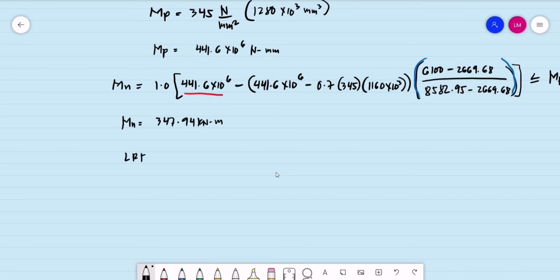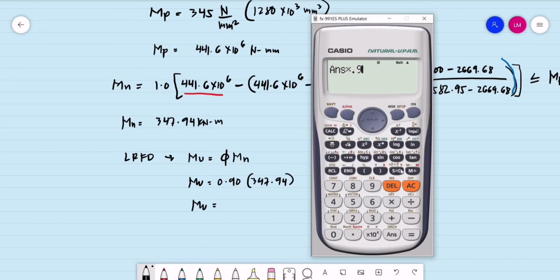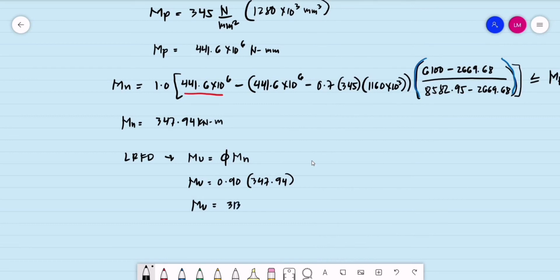So if we are to use LRFD, for the value of the ultimate moment, we have M sub U is equal to the reduction factor multiplied by the value of M sub N. So we have our ultimate moment M sub U is equal to 0.90 multiplied by 347.94 kilonewton meter. So ultimate moment under LRFD, this value multiplied by 0.9, we have that as 313.14 kilonewton meter.